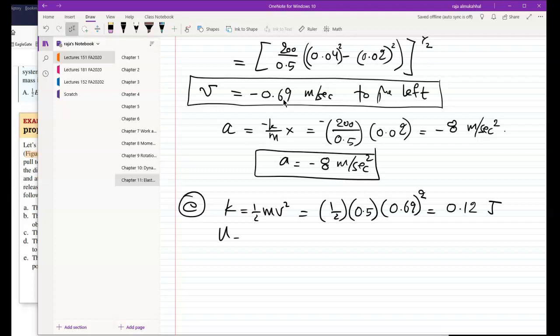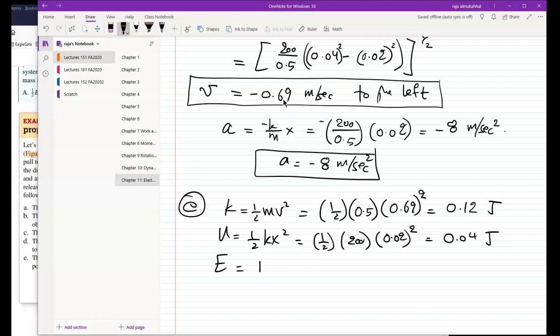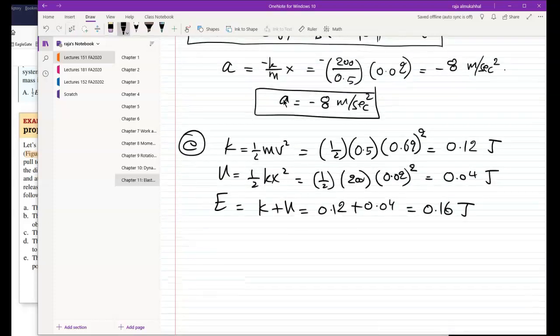The potential energy for halfway is just 1/2 kx squared, so that will be half k, which is 200, times the half, 0.02, squared, and then you work it out, you end up with 0.04 joule. And then of course the total energy, well, what's the total energy? Well, the total energy is just K plus U, which is equal to 0.12 plus 0.04, and when you work it out, it's going to be what? 0.16 joule.